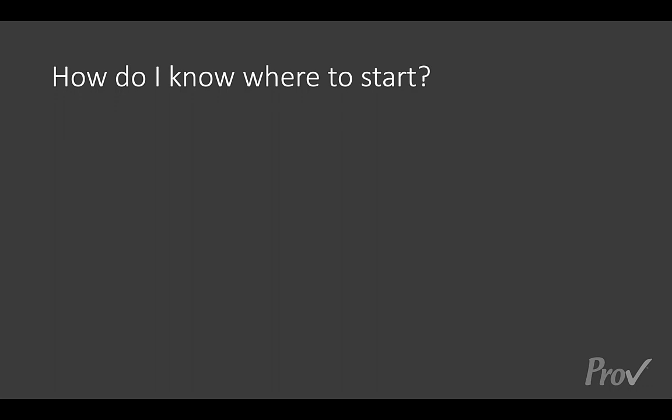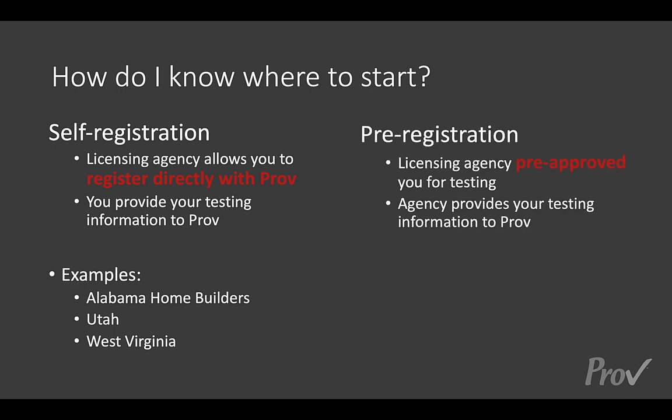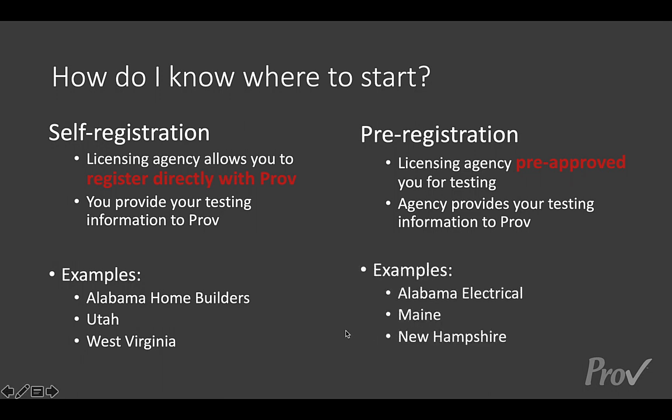Before going any further, we need to answer the question, how do I know where to start? In self-registration, the licensing agency allows you to register directly with Prov, and you provide your testing information to Prov. Examples of organizations that allow this would be the Alabama Home Builders Licensure Board, the state of Utah, and the state of West Virginia. In the pre-registration scenario, the licensing agency would pre-approve you for testing, and the agency would provide your information to Prov. Examples of agencies that do this would be the Alabama Electrical Licensing Board, the state of Maine, and the state of New Hampshire, and many others.